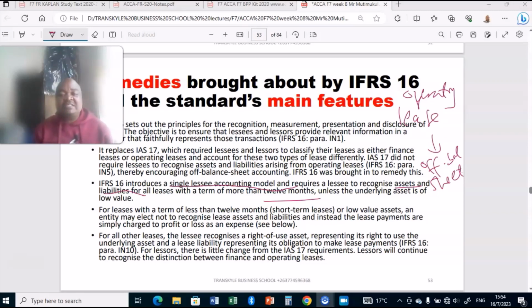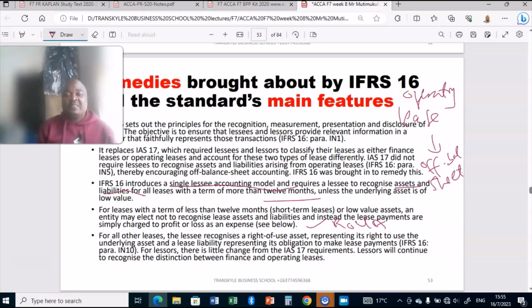Now, for all other leases, the lessee recognizes a right of use asset. Which means for all other leases, like the long-term leases, the lessees are required to recognize a right of use asset. I normally refer to this as the RUA, the right of use asset, representing its right to use the underlying asset, and a lease liability representing its obligation to make future lease payments.